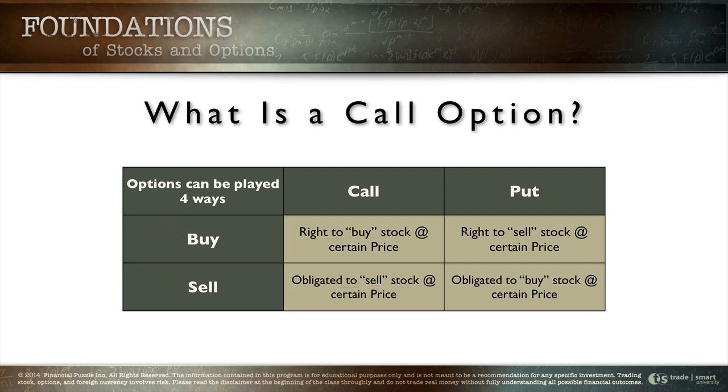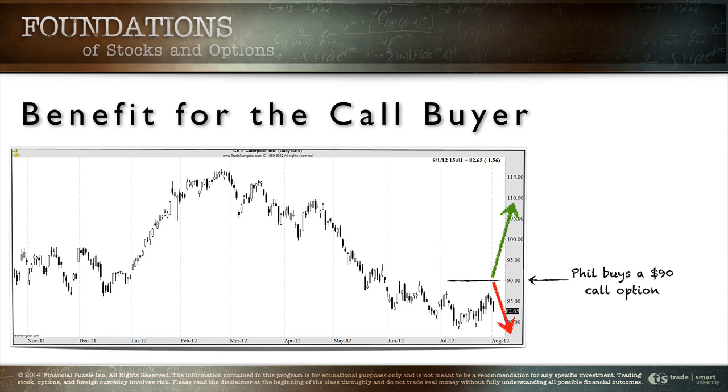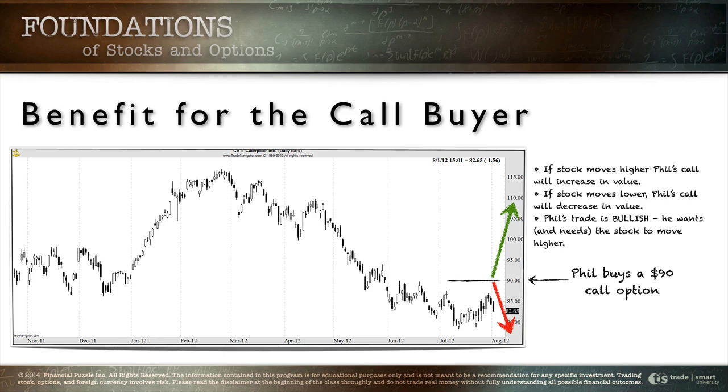Let's look at the benefits of this for the call buyer. In this case, we're going to pick on Phil because that's what my example on the screen says. So let's say that Phil decides he's going to buy a call option for a $90 call on Caterpillar. Let's look at the benefits here for old Phil. If the stock moves higher, Phil's call value is going to increase. If the stock moves lower, Phil's call value will decrease. Phil is in a straight directional trade. Phil's bullish. He wants and he needs the stock to move higher, or else Phil's going to lose money on this deal.